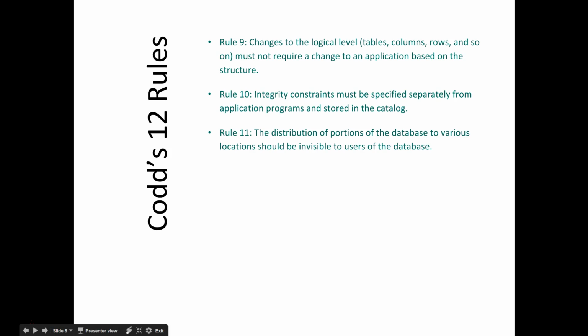Rule 11, which was actually the last rule of Codd's 12 rules. Okay, the distribution of portions of the database to various locations should be invisible to the users of the database. So for example, your database file might be 2 GB or 3 GB, and your hard disk might not have that much space, or if it's 30 GB, it might not have that much space. So people tend to partition the database into different files and store these files on different servers or different hard disks or different partitions.